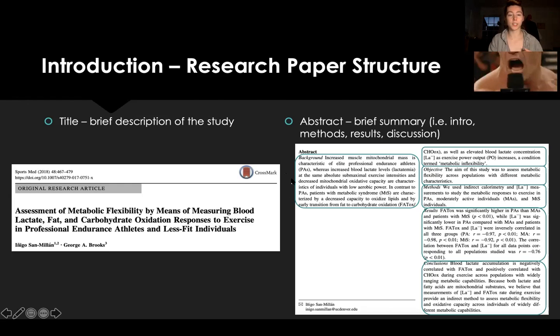So the abstract consists of a very brief summary of the entire article. So a summary of the introduction, the methods, the results, and discussion. And it's usually all in this order. So they'll start with the background, the introduction, and then they'll go through methods, results, conclusions. And sometimes they'll have the purpose of the study sectioned off. This article did really well and defined each section.